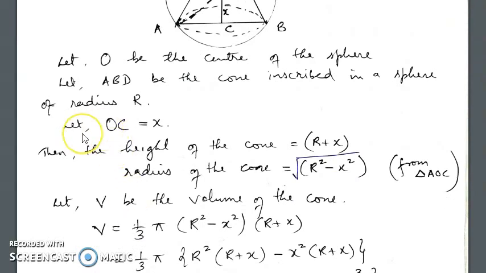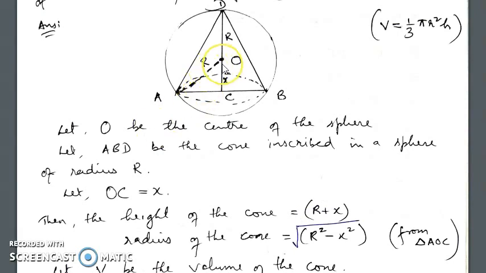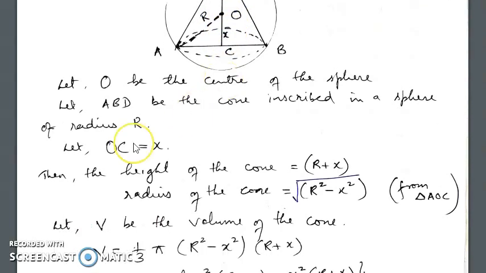Next, let OC equal to X. From O to C, I have given the name X, so that I can know what will be the height of this cone. From D to O it is R, from O to C it is X, so the height of the cone should be R plus X.